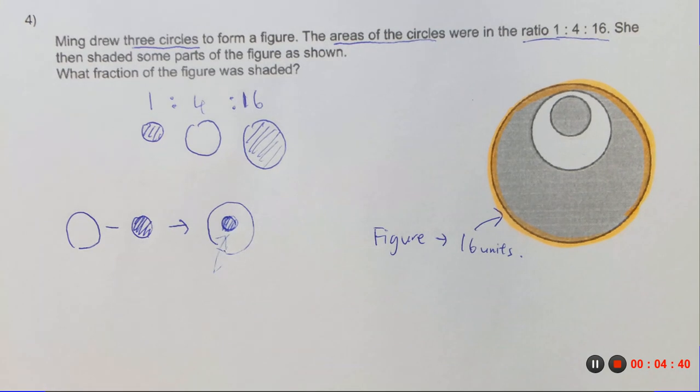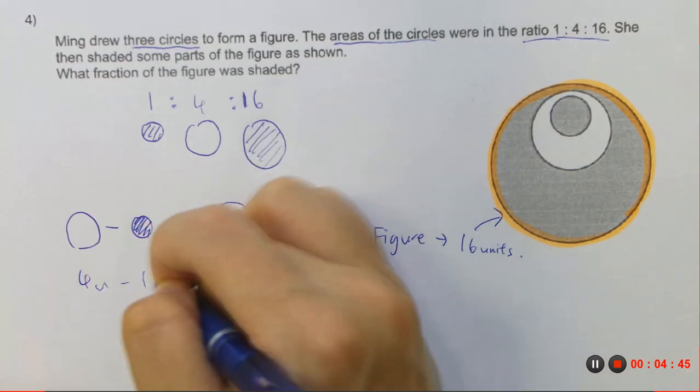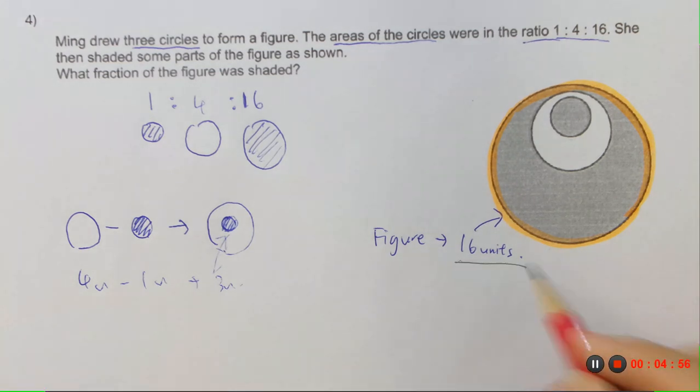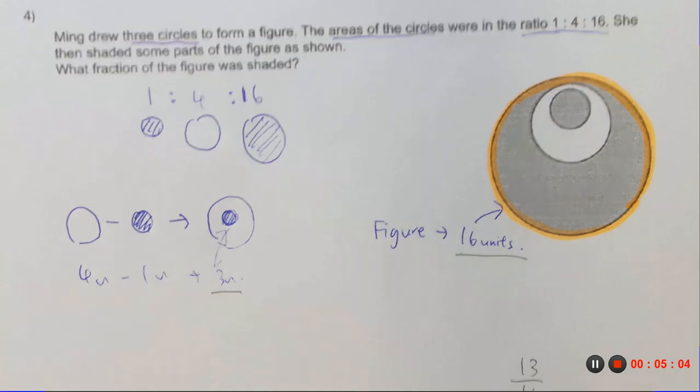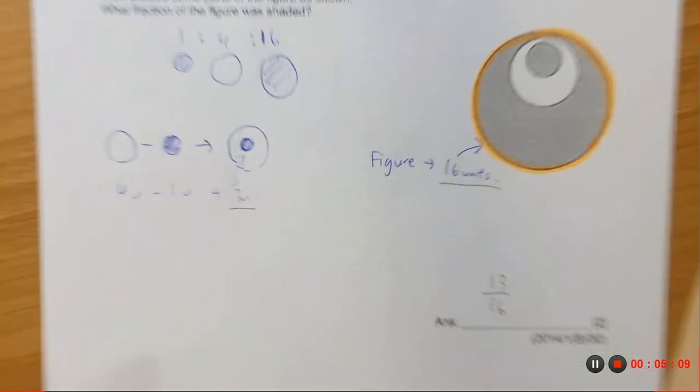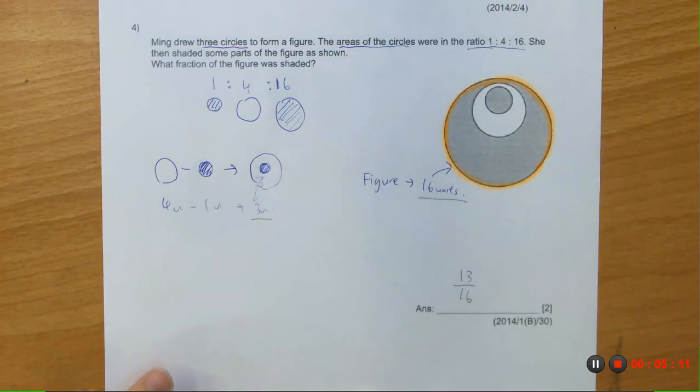So that will be 3, correct. 4 units minus 1 unit. So that's 3 units. So in other words, the whole is 16 units minus the 3 units. There will be 13 out of 16. That's all. Don't need any area knowledge. It's about being able to visualize the overlap. So the white part is 3 units.